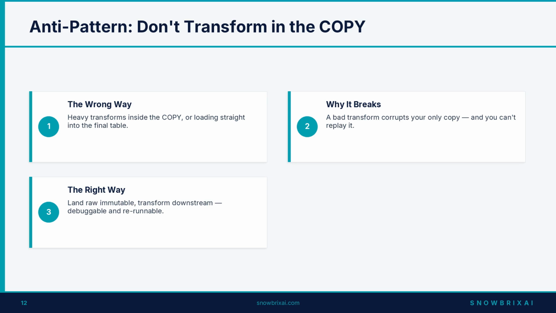The right way is the one we just built. Land raw and immutable, then transform downstream. That gives you something priceless. Every step is debuggable and every step is rerunnable.